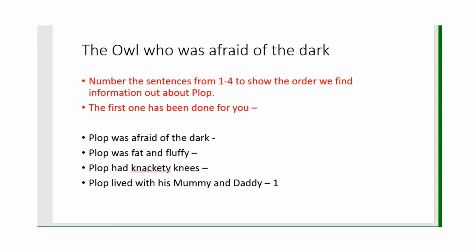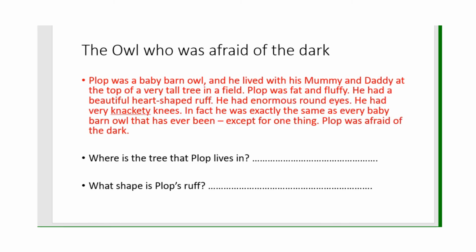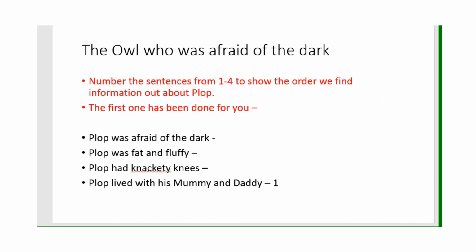So the sentences say, see if you can read them carefully to yourself. So we know the first one is Plop lived with his mummy and daddy. If we go right back to the beginning, we then know it said he was fat and fluffy. Knackety knees was next. Then it was he was afraid of the dark. So fat and fluffy would be number 2. Plop and knackety knees would be number 3. And Plop was afraid of the dark would be number 4, fantastic.